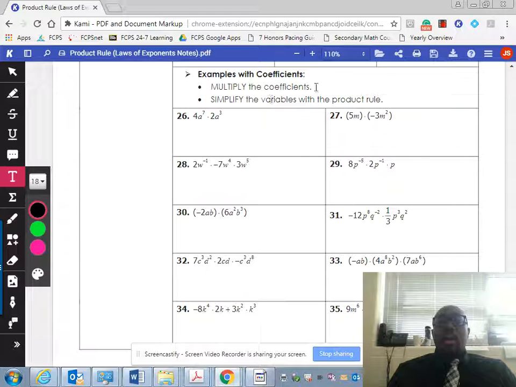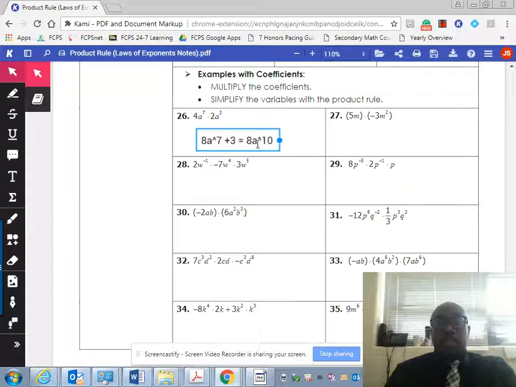So the rule, what we do when we have examples with coefficients, is we multiply the coefficients, and then we simplify the variables with the product rule. So first and foremost, let's multiply the coefficients. 4 times 2 ends up being 8. And now we have to use the product rule to simplify the exponents part. So we have a to the seventh power and a to the third power. All we need to do is add the exponents. So 7 plus 3 ends up being a final answer of 8a to the 10th power. Remember, I'm using the caret to show exponent, but obviously you don't have to write that.